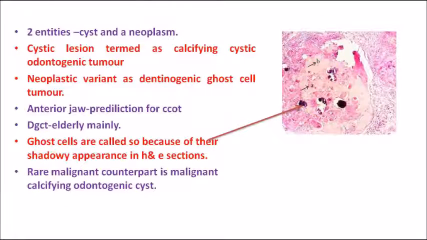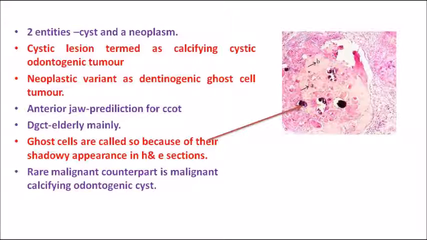Now, as I told you, there are two entities within this particular tumor: one is the cystic portion and one is the neoplastic portion. The cystic portion is the calcifying odontogenic cyst portion, and if that lesion predominates, it is called calcifying cystic odontogenic tumor. Whereas if the neoplasm part is more predominant in the tumor, it is called dentinogenic ghost cell tumor. Do you understand the difference? In the same tumor, if the cystic portion is more, it is called calcifying cystic odontogenic tumor, and if the neoplastic variant is more, it is called dentinogenic ghost cell tumor. So that is the difference.